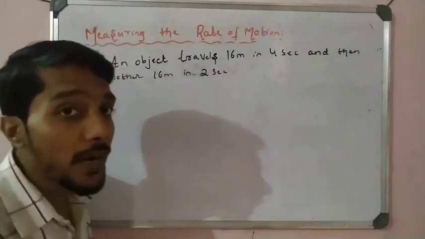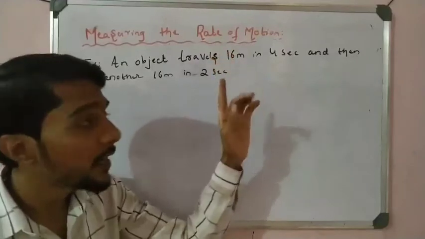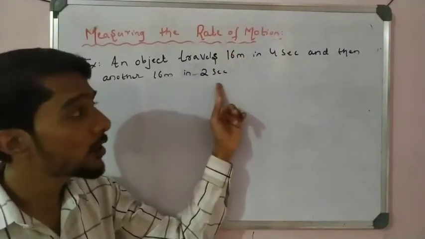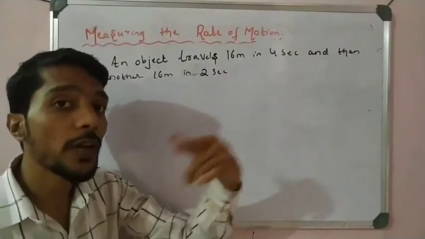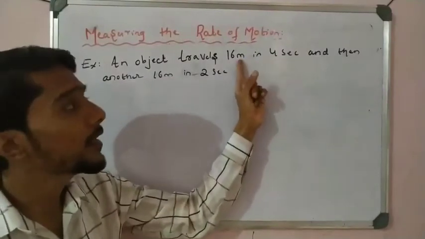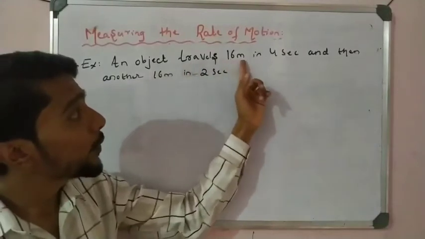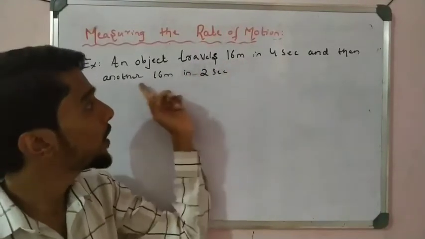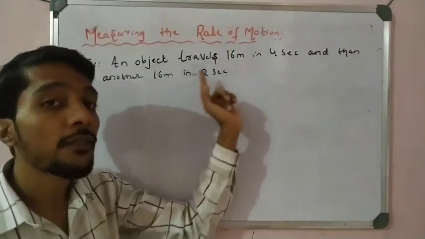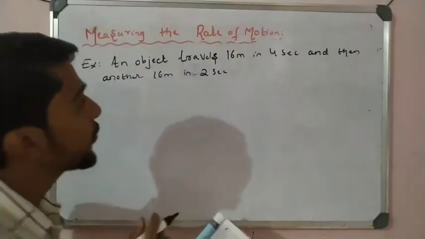See here, the particle's speed is different. First it travels 16 meter in 4 seconds, but then 16 meter in 2 seconds, which means the speed is more because less time is taken. If speed is more, it traveled quickly. Less time for the distance means more speed. So here first the particle's speed is somewhat slow and after that it increases. In this journey there are different speeds, so we can calculate the average speed. Like that you have to select the formulas.